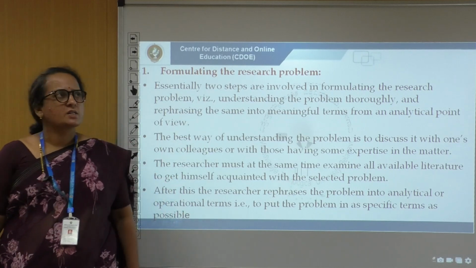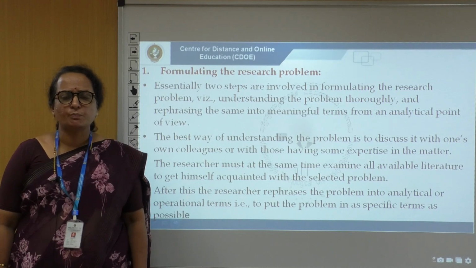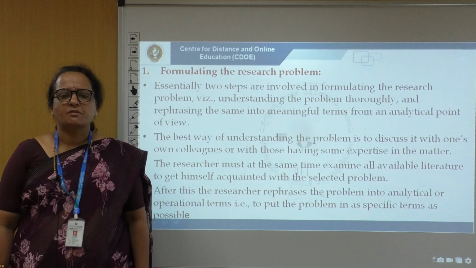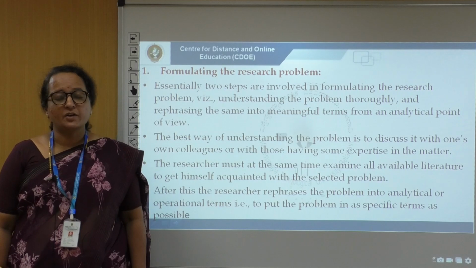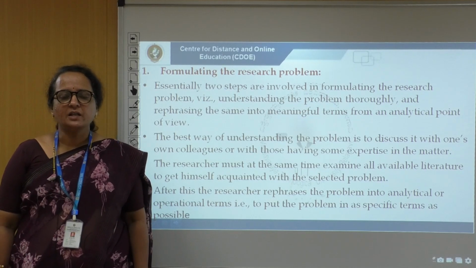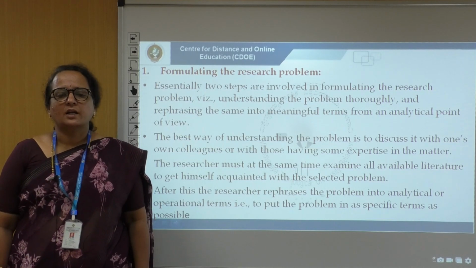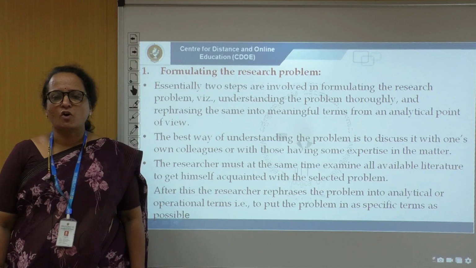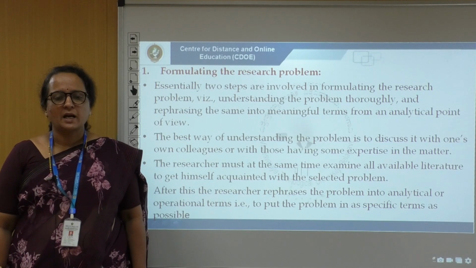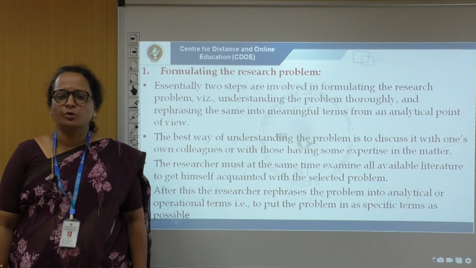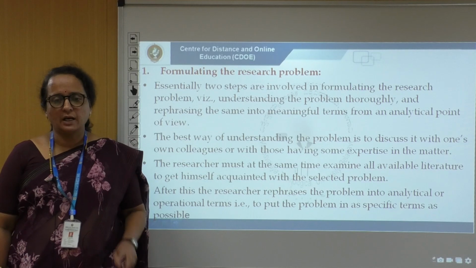The research process will first start with formulation of a research problem. As I've said, the first and foremost step in research is formulation of a research problem, or identification of the problem and defining the research problem. That is the basic step of the research process. Essentially, there are 2 steps involved in formulation of the research problem. One is understanding thoroughly the nature of the problem, and second is rephrasing the same into meaningful terms from an analytical point of view.